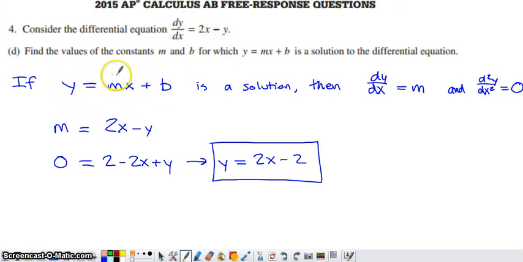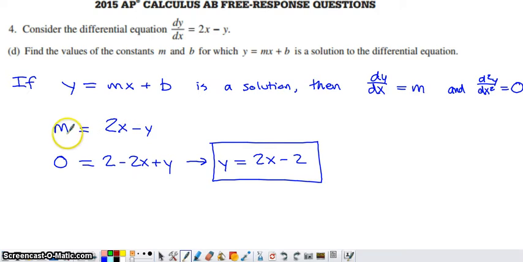What's the derivative of both sides of this with respect to x? Well, the derivative on the left gives you dy dx, right? The derivative of y gives you dy dx. The derivative of mx is going to be m, and the derivative of b is going to be 0. So the derivative of mx plus b is just m. And that should make sense. The slope of the tangent line anywhere on a line is the slope of the line itself. So if this is our solution, this has to be our derivative.